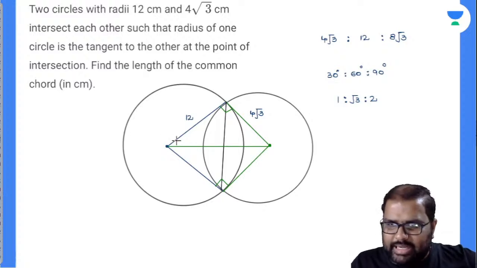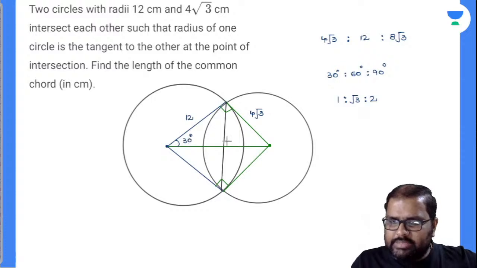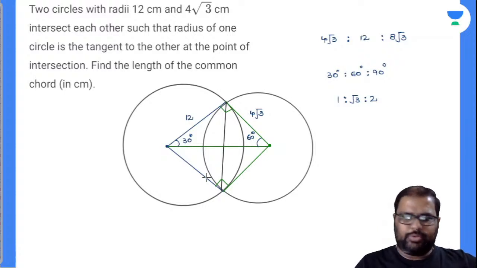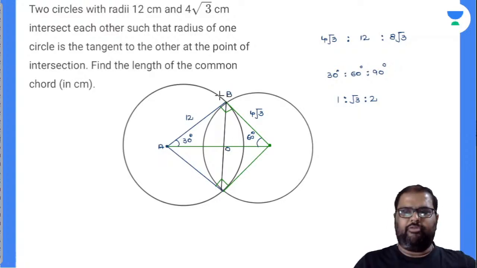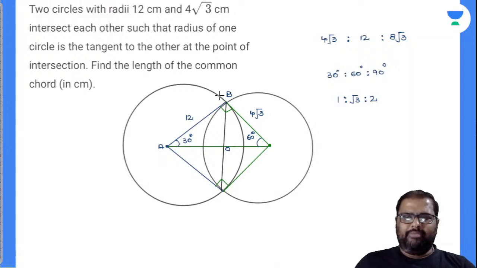Chalo, by this what can I decide now? This angle will be how much, opposite to 4 root 3? 30 degrees. And this will be how much? 60 degrees. Okay, fine. Similarly, this will also be 30 degrees and this will also be 60 degrees. Now, observe this triangle.